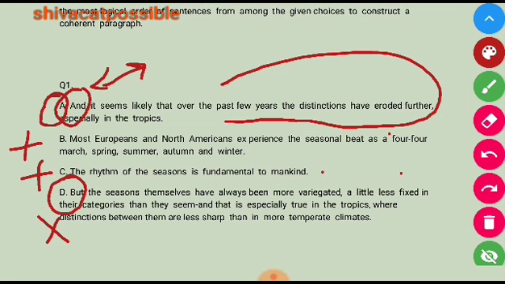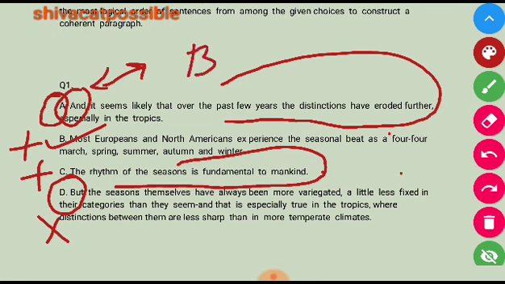The rhythm of seasons is fundamental to mankind, and here it is also elaborating. Most Europeans and North Americans experience the seasonal beat as a four-fold march. Okay, this means B is the most important and most elaborative opening sentence. It feels that it should be initial, it should be B.